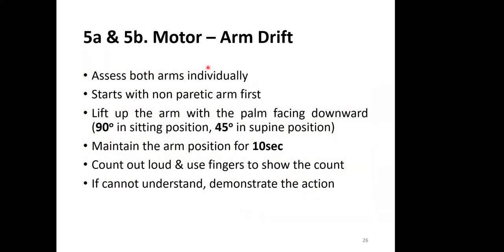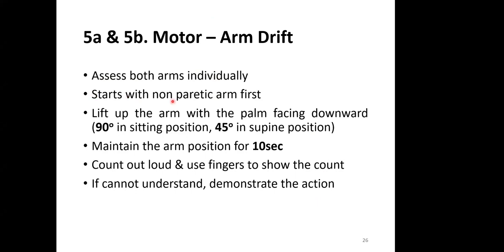Now we move on to motor. So for motor, you have left, right, upper limb and lower limb. For upper limb first, you assess both arms individually. When we test for power in the normal neurological examination, we usually test both upper limbs together to compare. But for NIHSS, we assess one limb at a time.